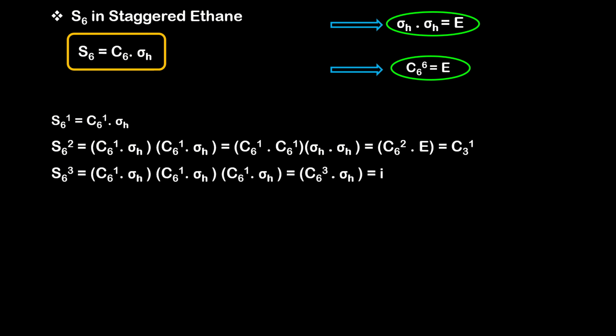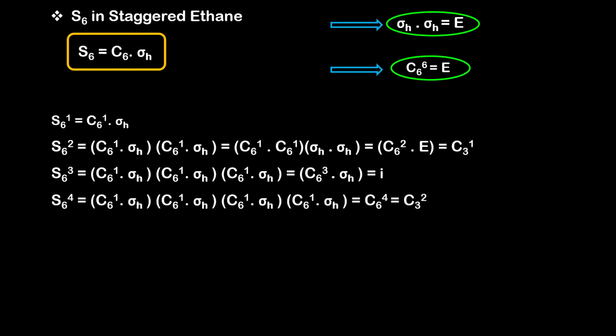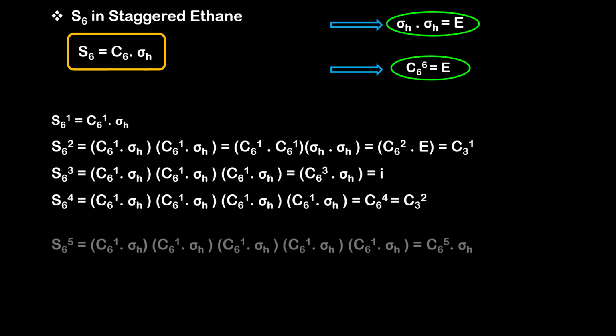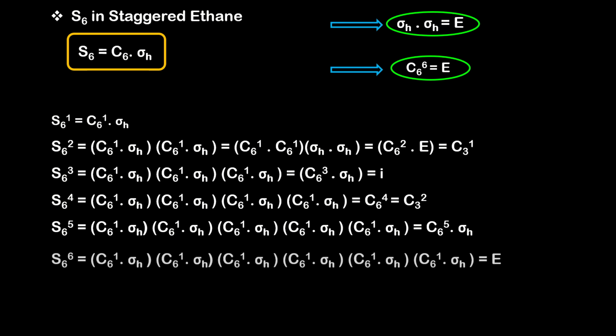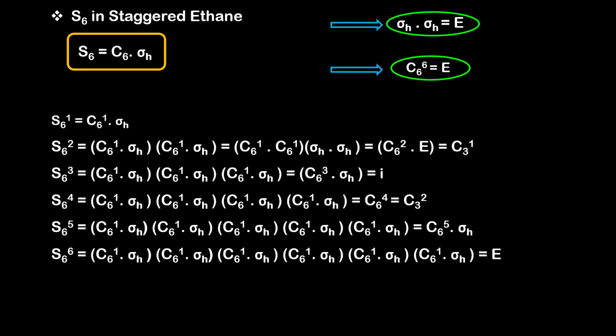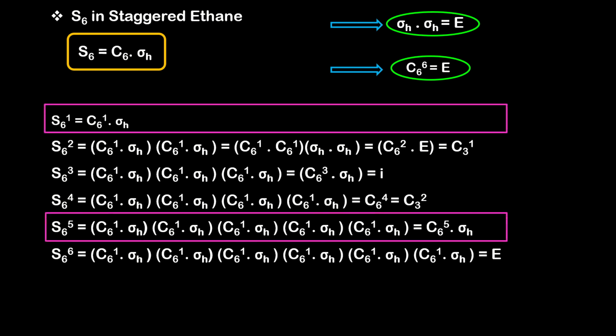S6^3 leads to the center of inversion, i. S6^4 leads to C6^4, which is equal to C3^2. Here there is no C3 symmetry element present in staggered ethane. S6^5 leads to C6^5 into sigma h. It is a unique operation. S6^6 leads to identity. Here S6^1 and S6^5 are the two unique operations that we get. The point group of staggered ethane is D3d.